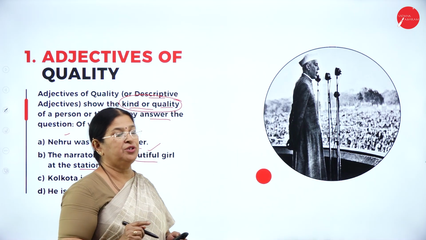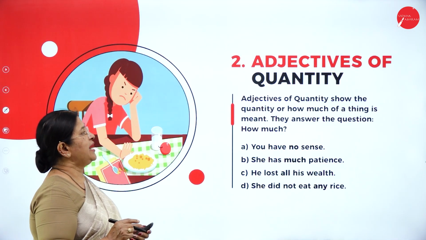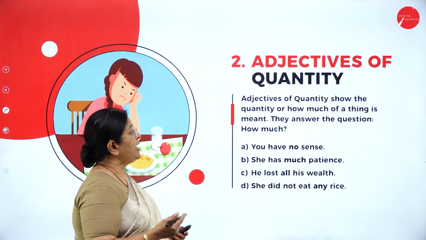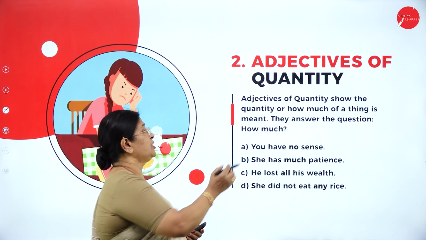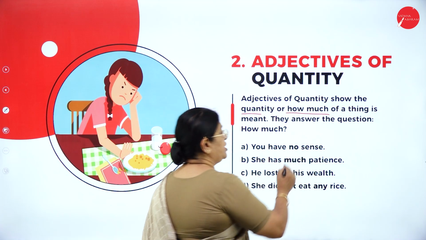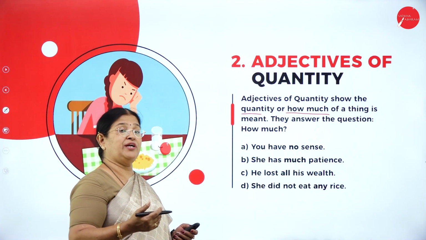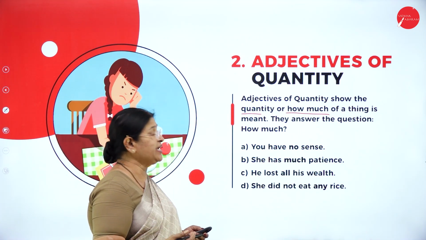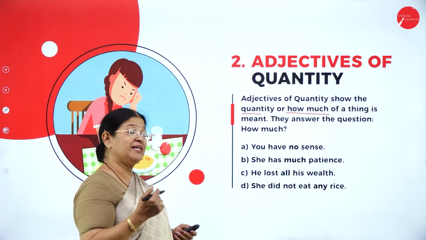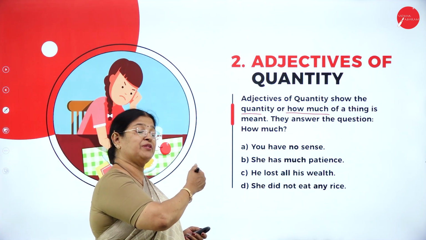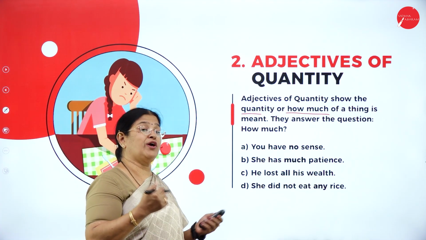Let me move on to the second one, that is adjectives of quantity. Adjectives of quantity show the quantity or how much, or you can also call it how much of a thing is meant. They answer the question. So, for example, the first one, adjective of quality answers of what kind?